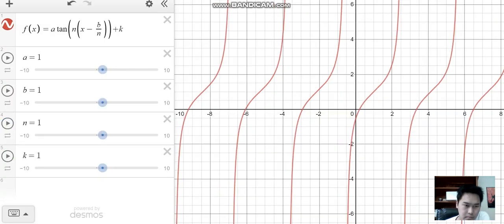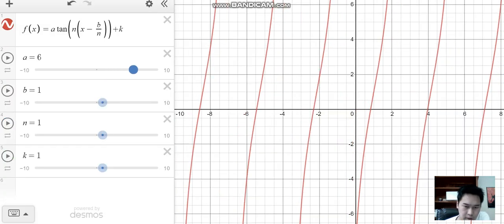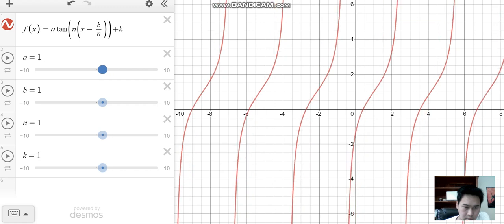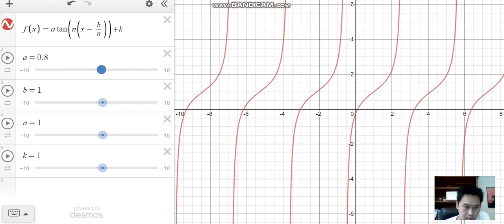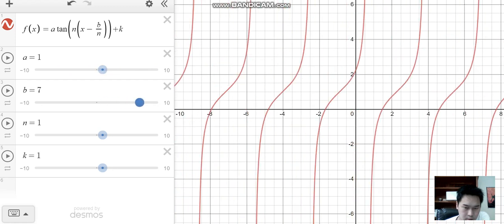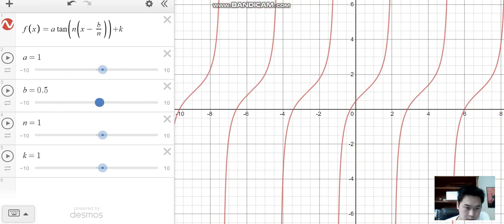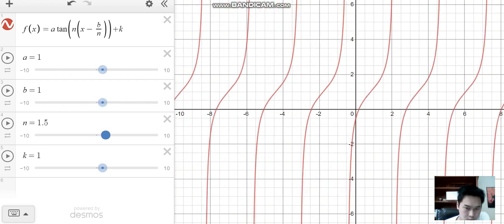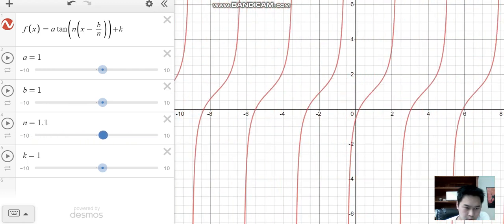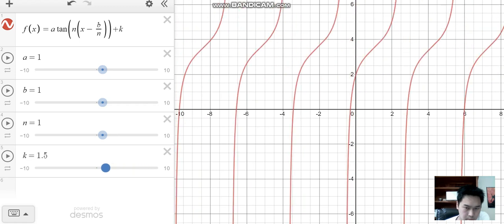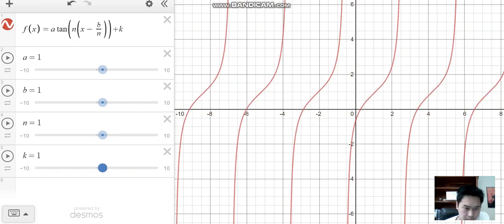So if we go to here, a is your usual dilation, and when it's negative, it flips, as per usual. B is your left and right. N is how squishy it is, I guess. And k is your up and down. So no change there.